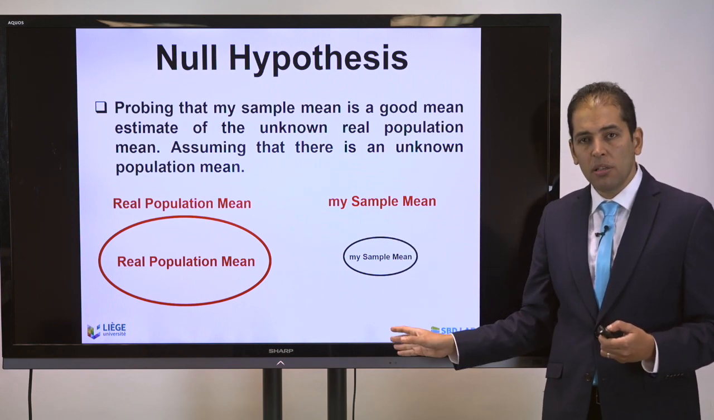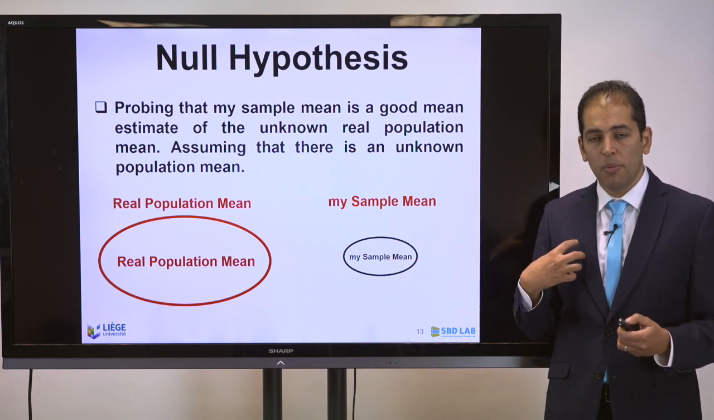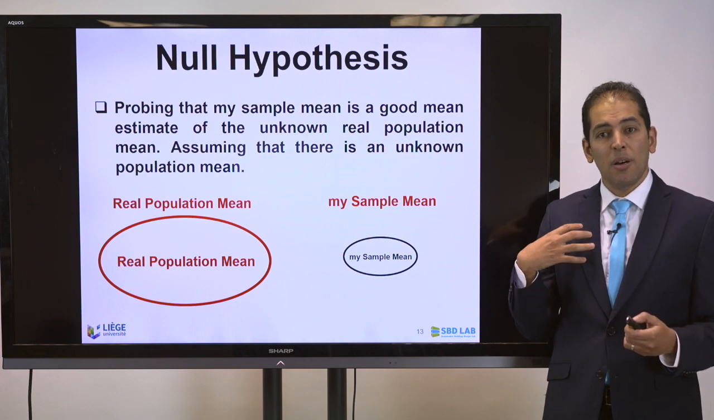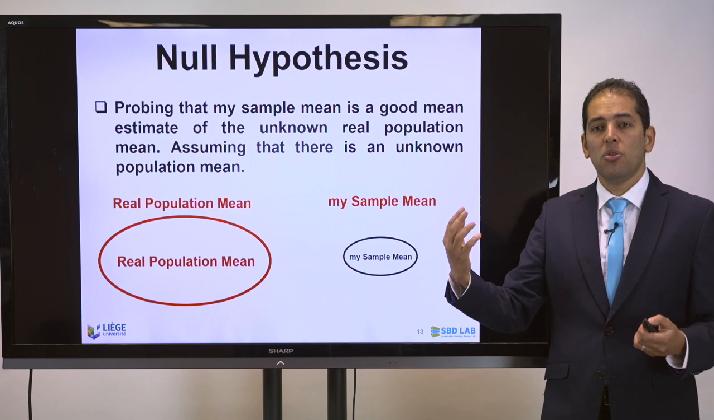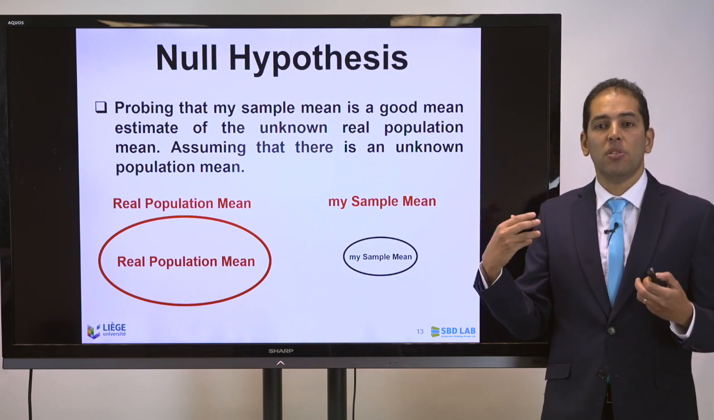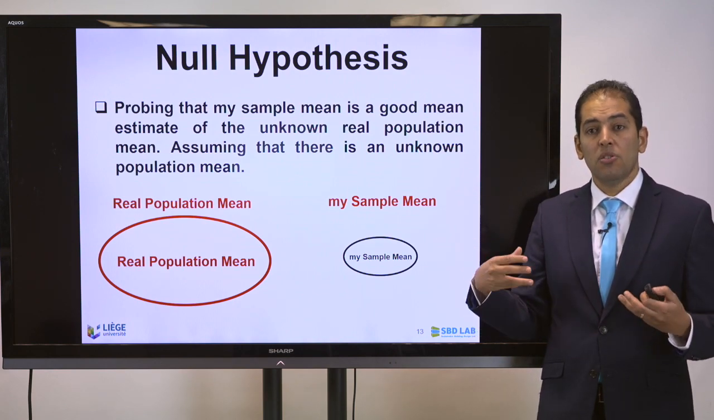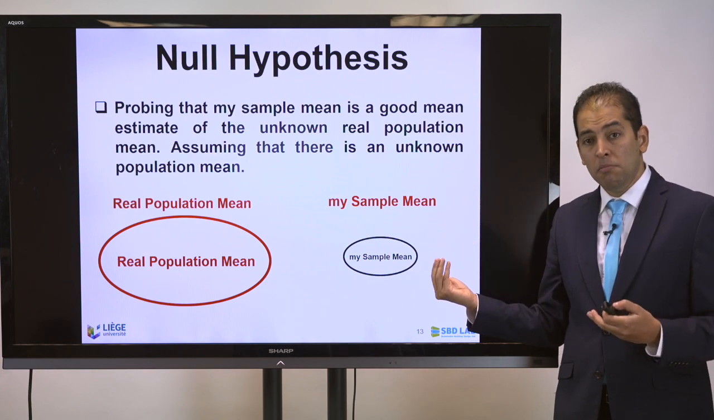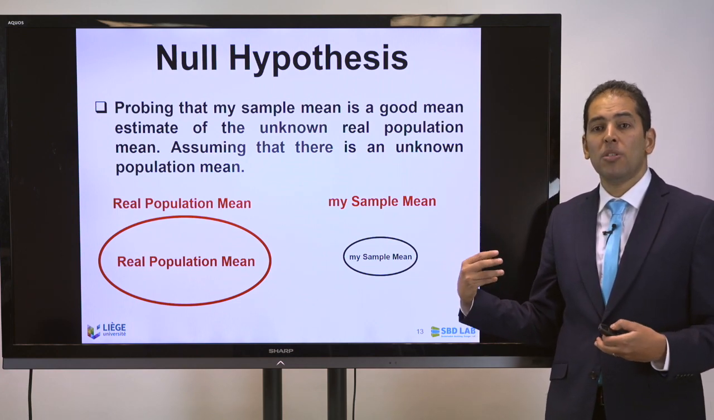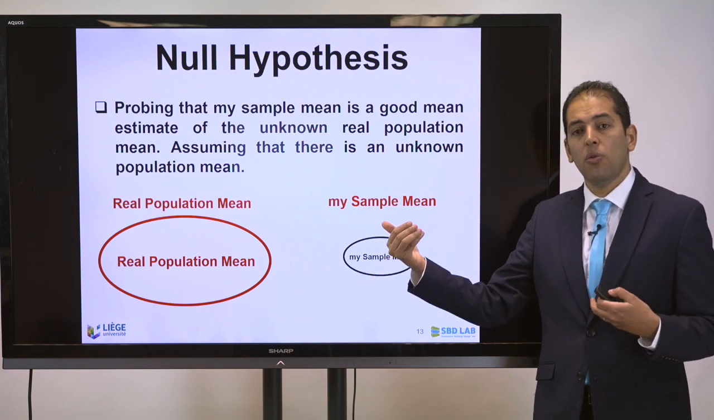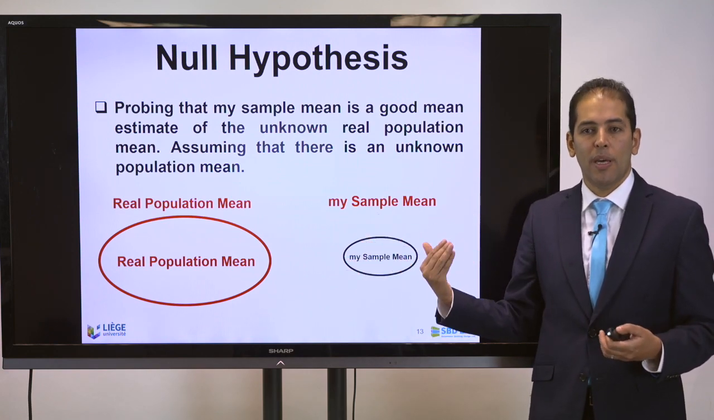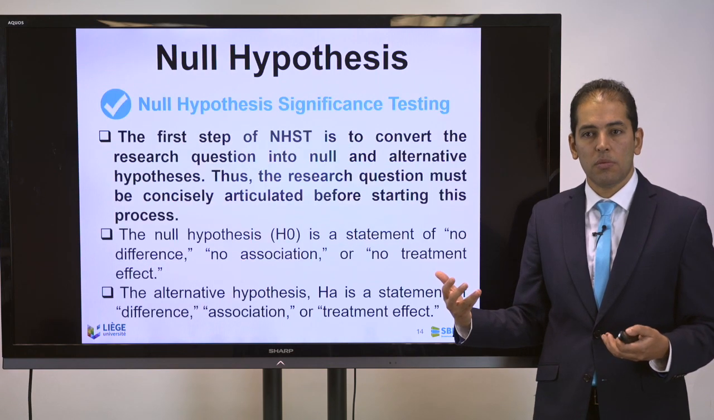I can define the mean of my sample because I collected the data myself, but I don't know the mean of the real population. So what I'm going to do is hypothetically use the mean of my sample and compare it with a hypothetical, artificial mean that I propose for the population. This is simply how it works.